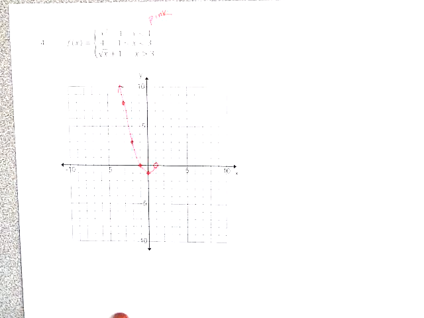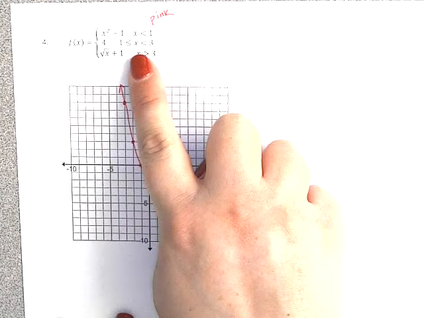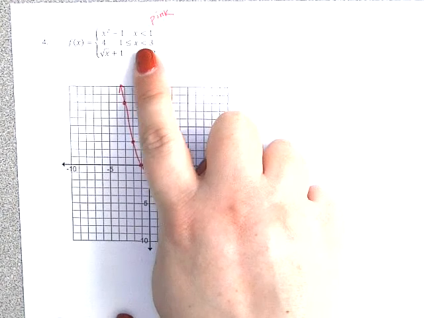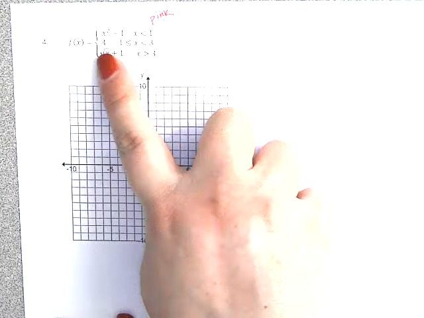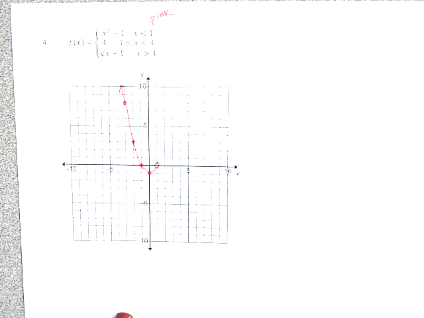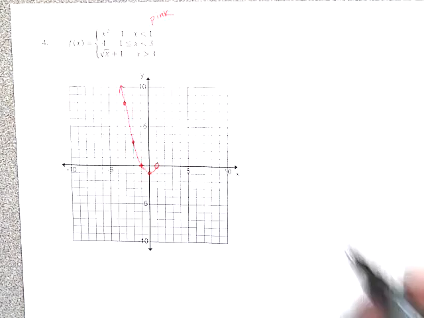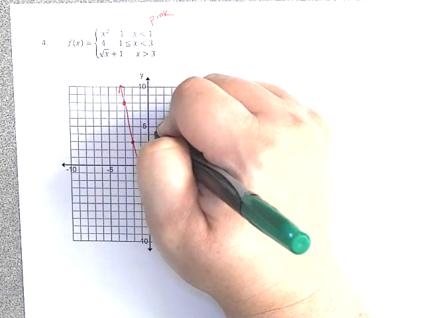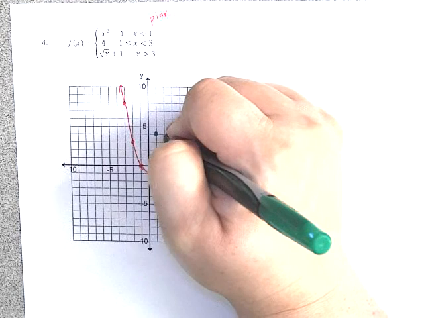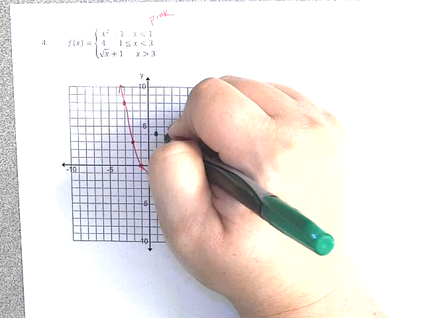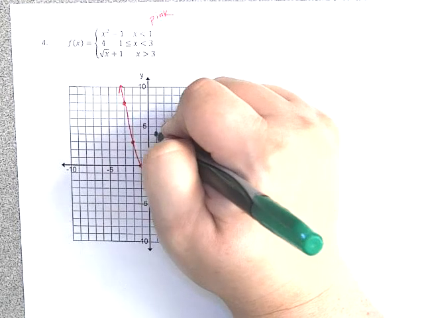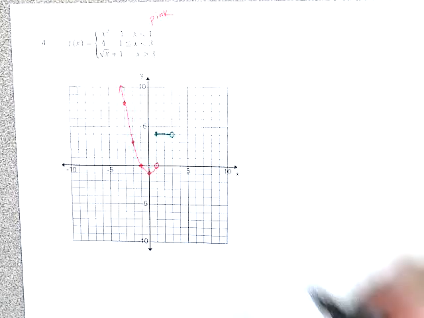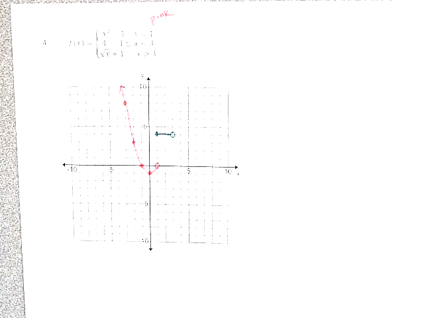Okay, then I know that from 1 to 3, 1 included and 3 excluded, I just have 4. So that's just a horizontal line at 4. So I'm going to have a closed circle at 1, 4, an open circle at 3, 4, and I have all the points in between. That's my horizontal line.